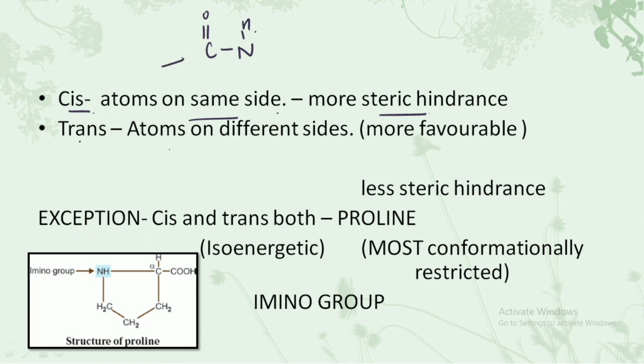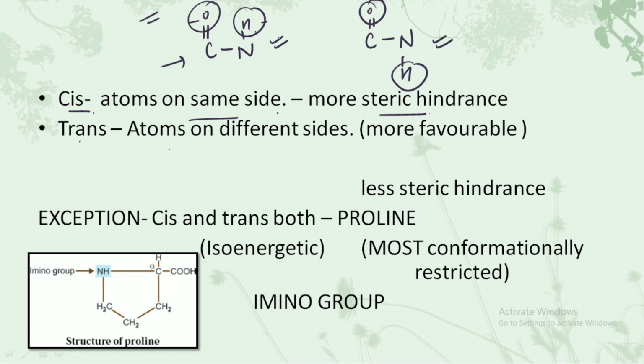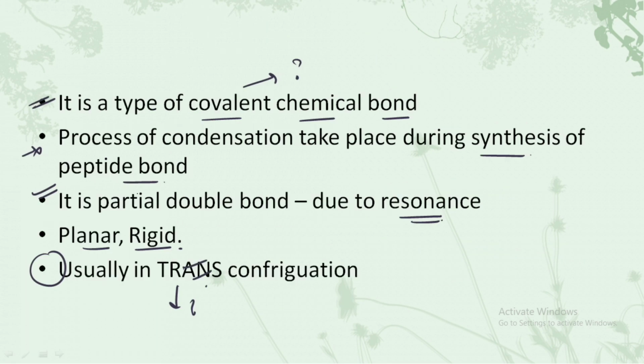So this is the cis area where the atoms are present on the same side. We have O and H being present on the same side, but in case of trans, the configuration is this way, in which the atom is present on the opposite side. So this is the trans configuration, and this is the cis configuration. Trans configuration is more usually found in case of the peptide bonds.